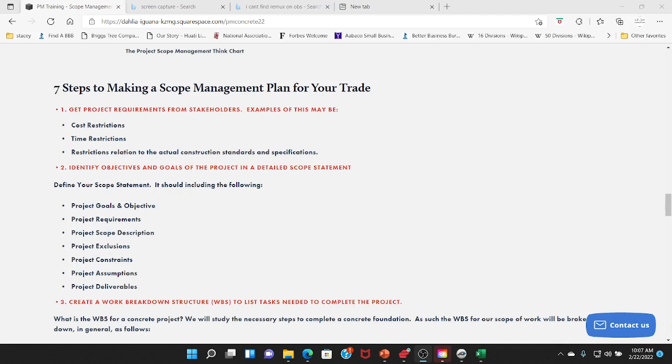So let's join together for the next class where we're going to discuss the project charter and the 7 steps to making a scope management plan.